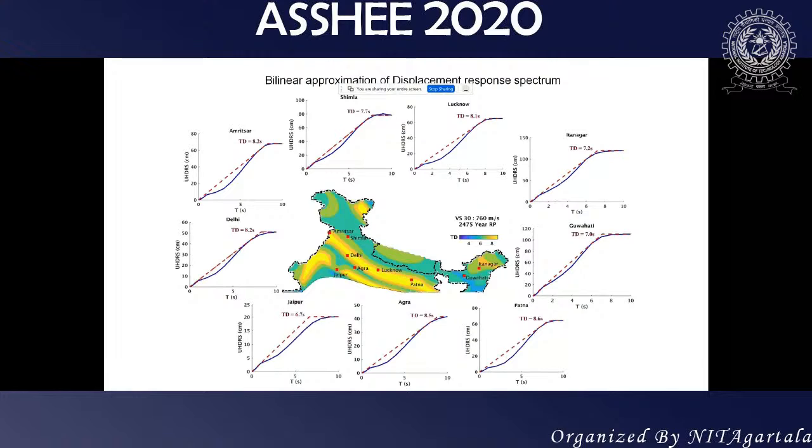So this is the bilinear shape of the displacement response spectrum. You have this TD where the slope changes from a straight line. These are two straight lines. How this slope, this TD, varies in the country, this is a contour map I'm just showing you here. How this varies, like in the Ganga Basin, say 8 seconds, 6 seconds, we get these types of numbers.